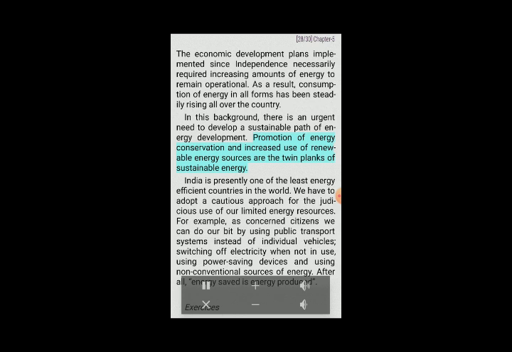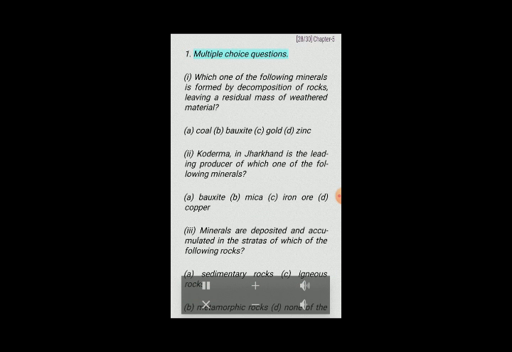Promotion of energy conservation and increased use of renewable energy sources are the twin planks of sustainable energy. India is presently one of the least energy efficient countries in the world. We have to adopt a cautious approach for the judicious use of our limited energy resources. For example, as concerned citizens, we can do our bit by using public transport systems instead of individual vehicles, switching off electricity when not in use, using power-saving devices and using non-conventional sources of energy. After all, energy saved is energy produced.